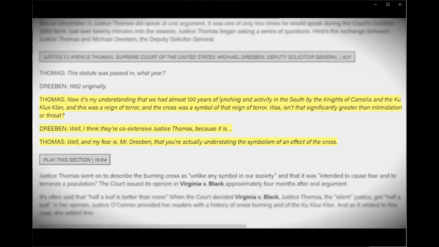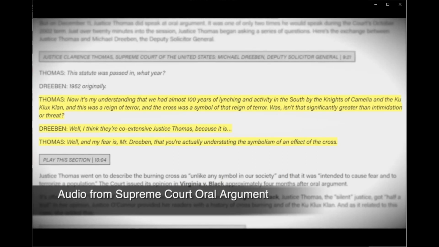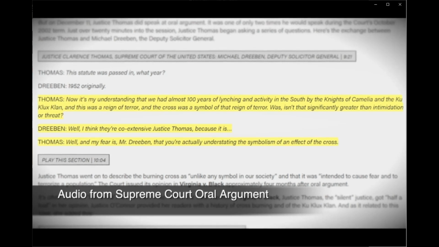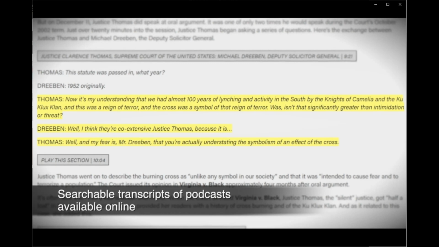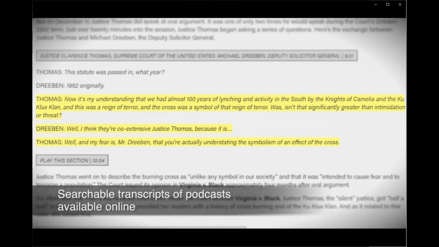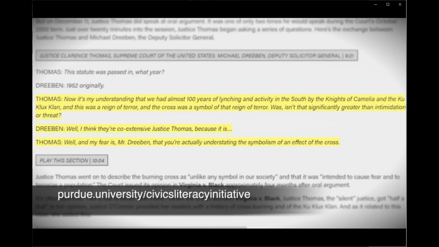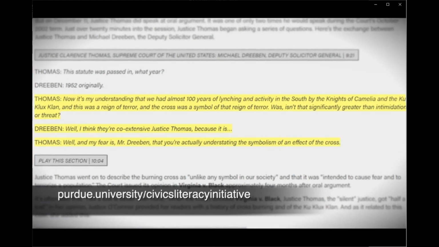of black families. Now, it's my understanding that we had almost 100 years of lynching and activity in the South by the Knights of Camellia and the Ku Klux Klan. And this was a reign of terror, and the cross was a symbol of that reign of terror. Isn't that significantly greater than intimidation or a threat? Well, I think they're coextensive, Justice Thomas, because it is... No, my fear is, Mr. Dreeben, that you're actually understating the symbolism of an effect of the cross.